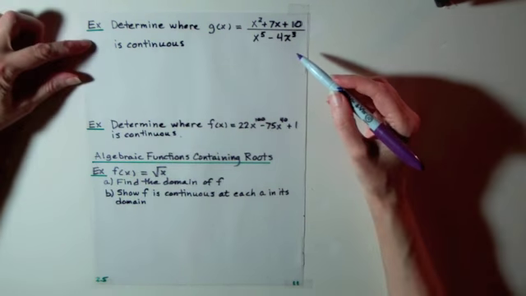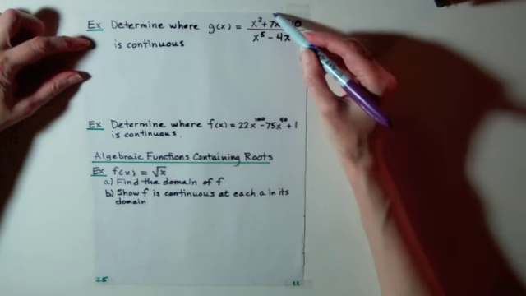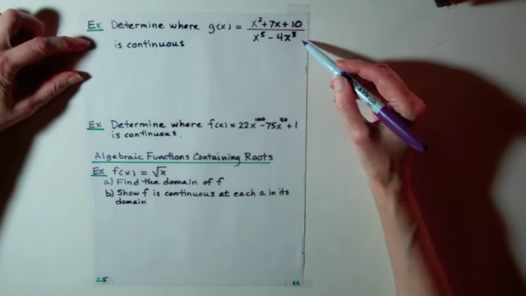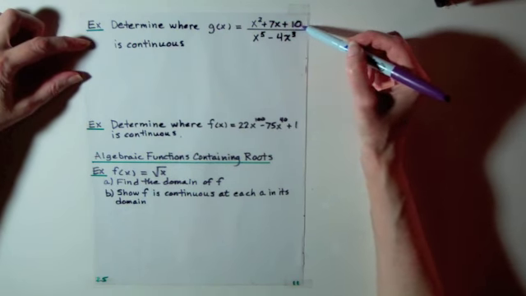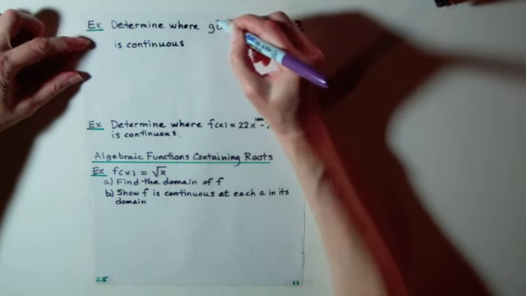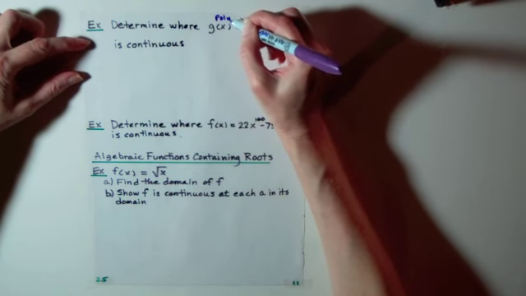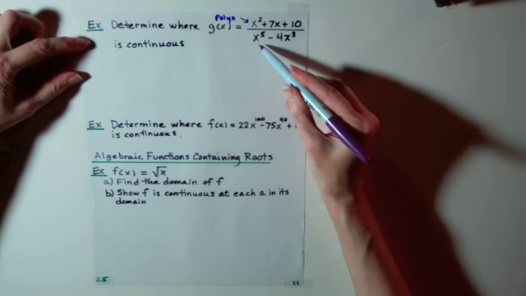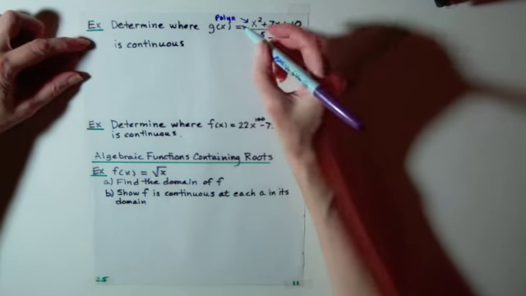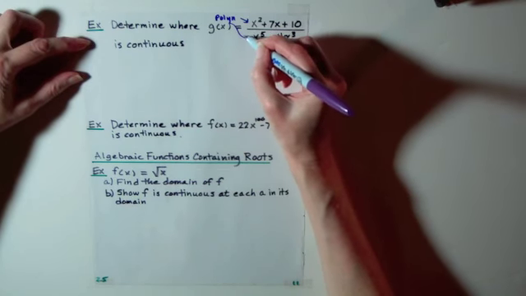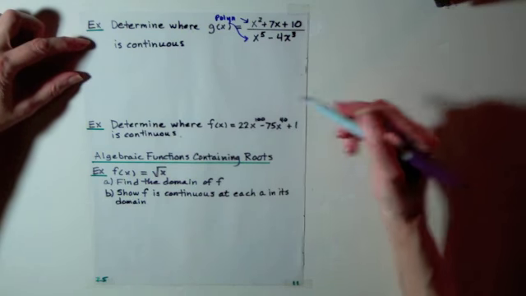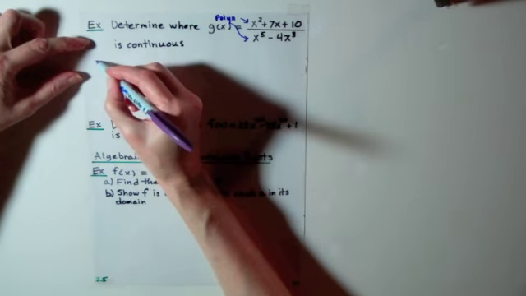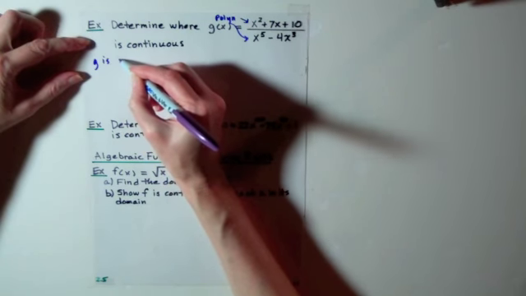Okay, let's look at the top example. Can you tell me what type of function this is? Well, if we look at the function in the top, x squared plus 7x plus 10, that is a polynomial. And if you look at the function in the bottom, x to the 5th minus 4x cubed, that is also a polynomial. If I have one polynomial divided by another polynomial, it means that g is a rational function.